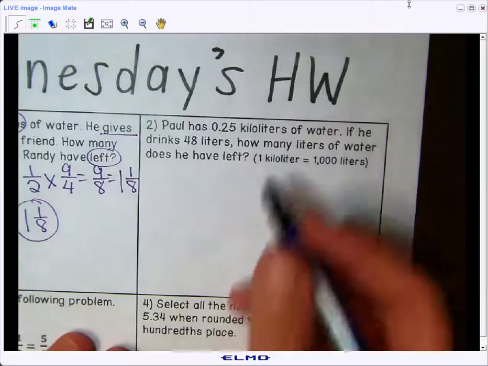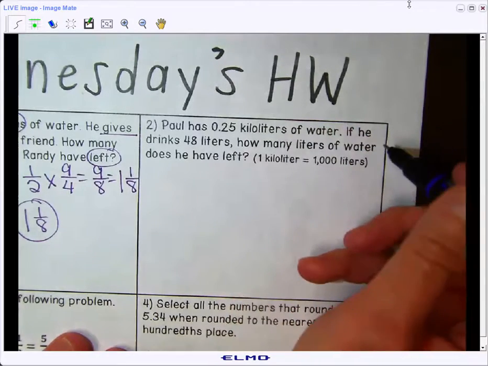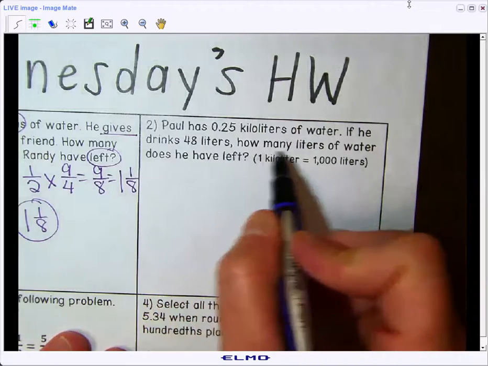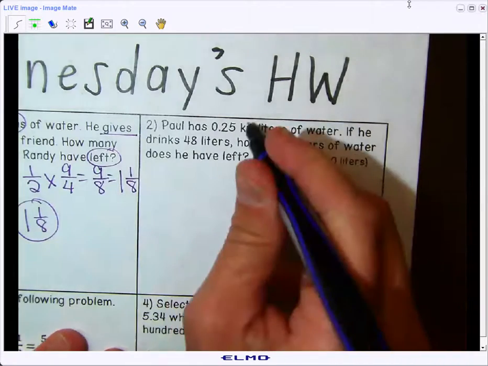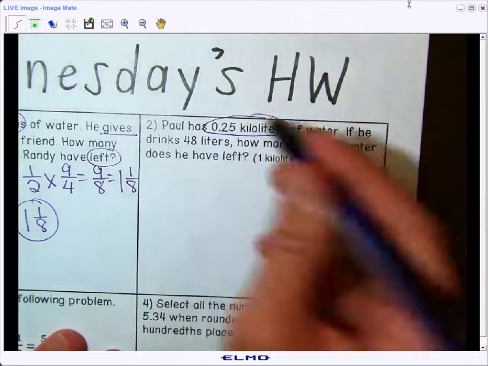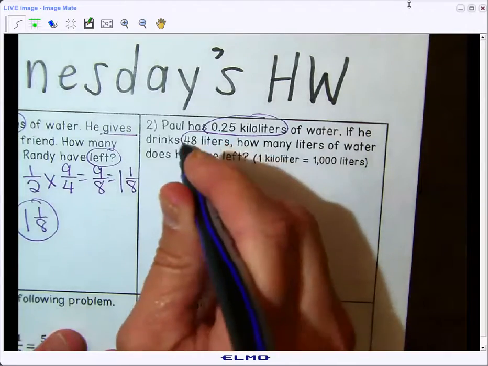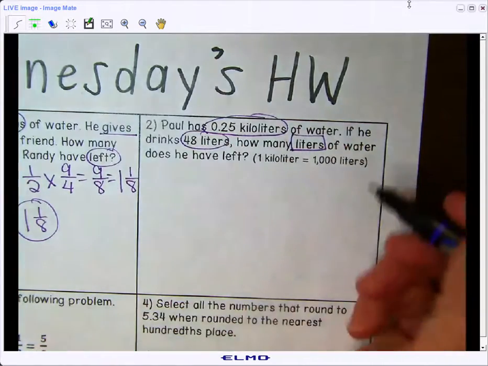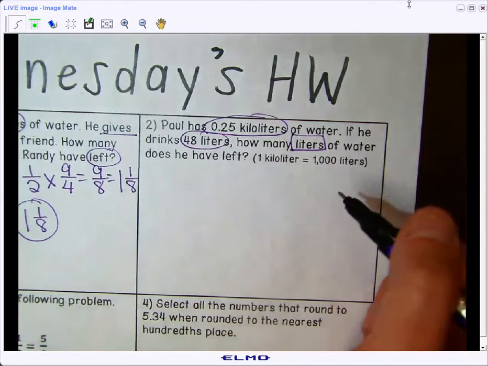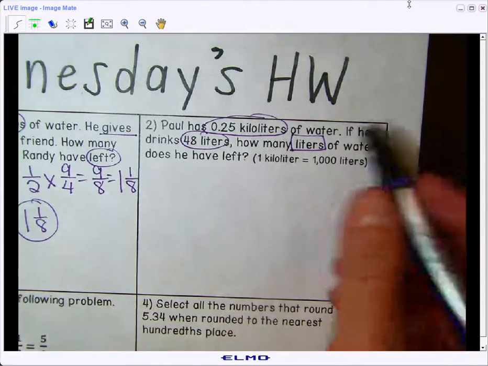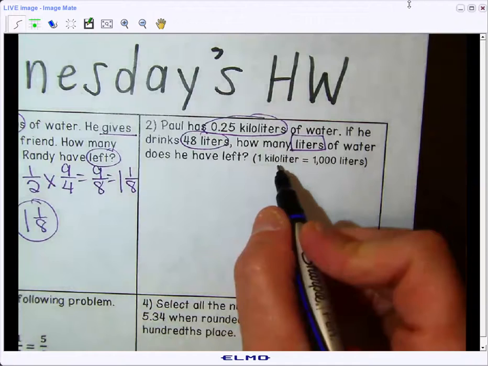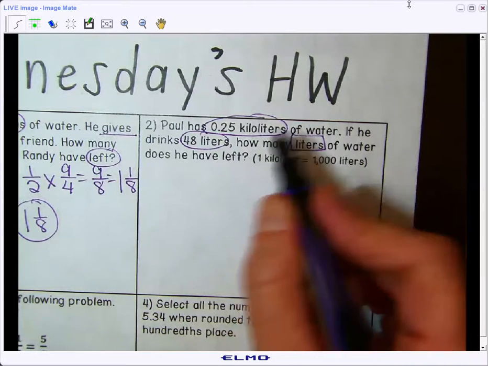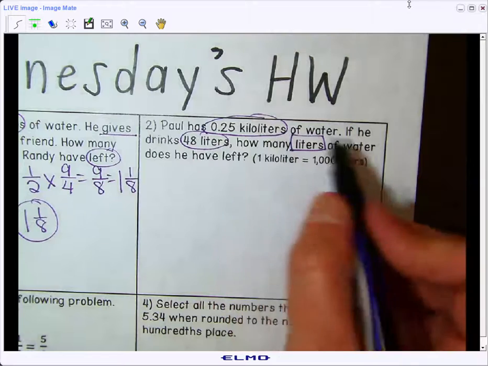Paul has 25 kiloliters of water. If he drank 48 liters, how many liters of water does he have left? So he has this amount, and if he drinks this amount, how many liters is he going to have? Well, we haven't talked about kiloliters, but they're giving you the conversion rate. So we know that 1 kiloliter is equal to 1,000 liters. So we will have to convert the kiloliters to liters.